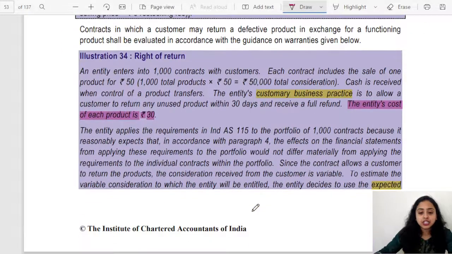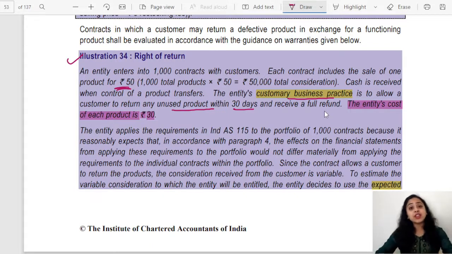Let's see illustration number 34. An entity enters into 1000 contracts with customers. Each contract includes the sale of one product for rupees 50. 1000 total products into 50. Cash is received when control of the product is transferred. The entity's customary business practice, that is its past and policy business practice, is to allow a customer to return an unused product within 30 days. They can return the product within 30 days and receive a full refund.